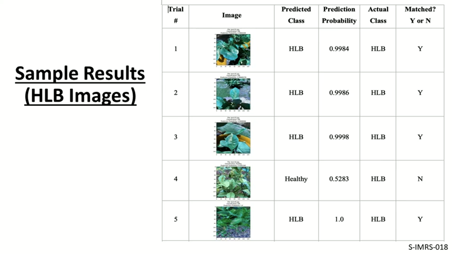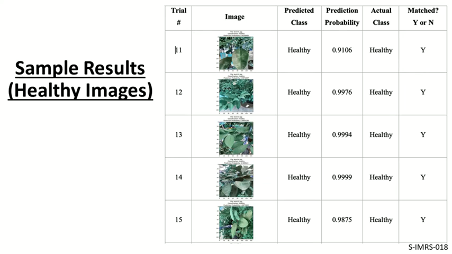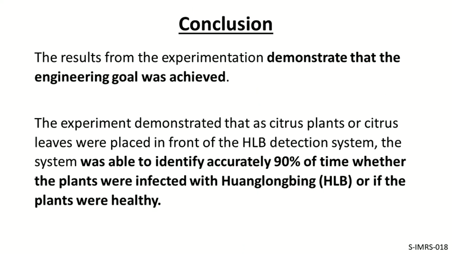The tables depicted here are sample sets of the results of the system's real-time classification of images of citrus plants with HLB and healthy citrus plants. The full results for both of these datasets can be found in my research plan. The results from the experimentation demonstrate that the engineering goal was achieved.